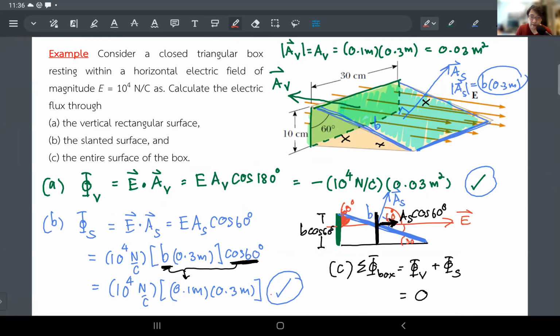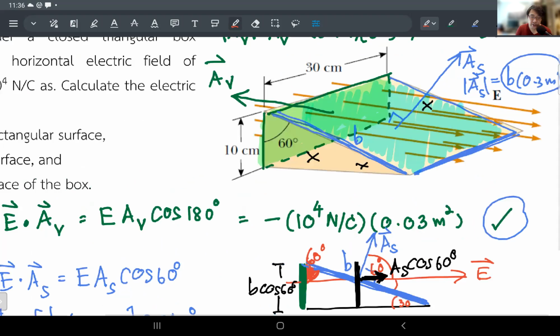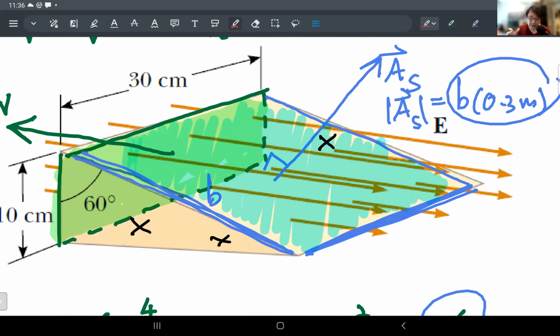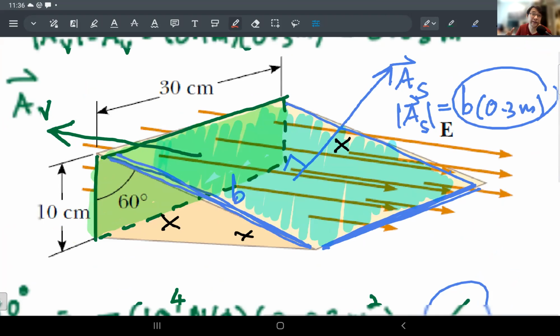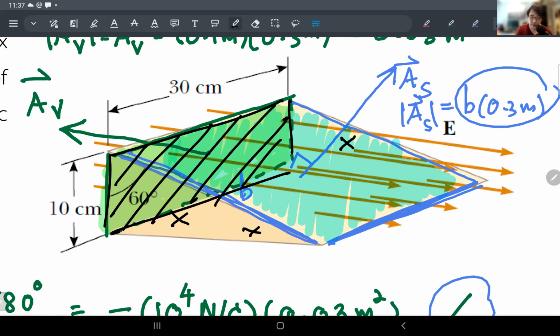You look at this one. Remember this slanted surface calculation that we just did? If you imagine that the E electric field line is just the direction of the light, you shine the light onto this slanted surface, it will cast a shadow in the shape of a rectangle. This is the shadow of that slanted surface. You guys with me?